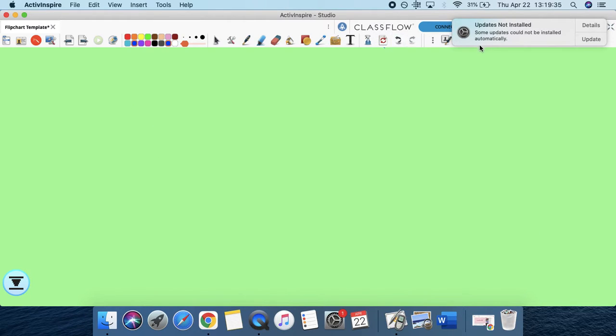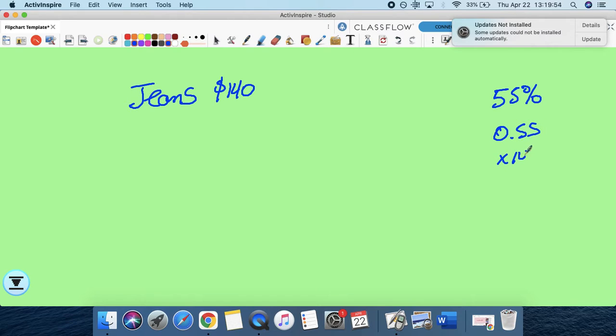4. Jeans, compramos un jeans y vamos a revender. We bought a jeans and we're going to resell it. We bought the jeans, compramos por 140 and we're going to raise the price. Vamos a aumentar el precio por 55%. So 55%, we change to 0.55 and multiply that by 140. 0.55 times 140 is $77.